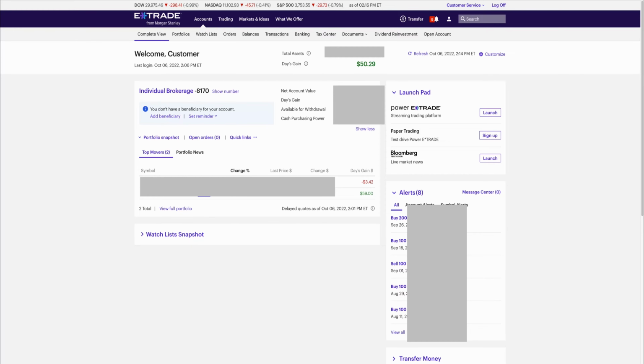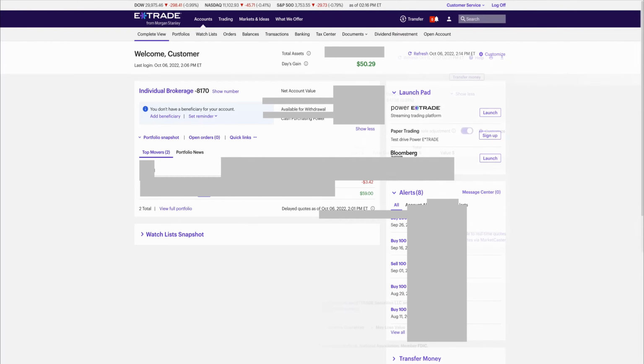On the right side you can launch the Power Etrade, which we'll be looking at later in this video, or sign up for paper trading, which again we will go through with the account we just opened. Last, you have alerts which summarize your activity, the buy and sell orders you have placed, and if they have been executed or not.